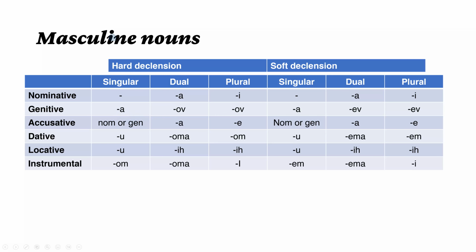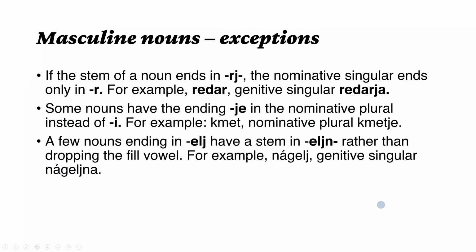As you can see, in masculine nouns, endings change not only for each case, for singular, dual, and plural, but also between hard declension and soft declension. We will do some practice like this in the next video, but for now, I hope you saved these pages. So, there are of course some exceptions for the masculine nouns.